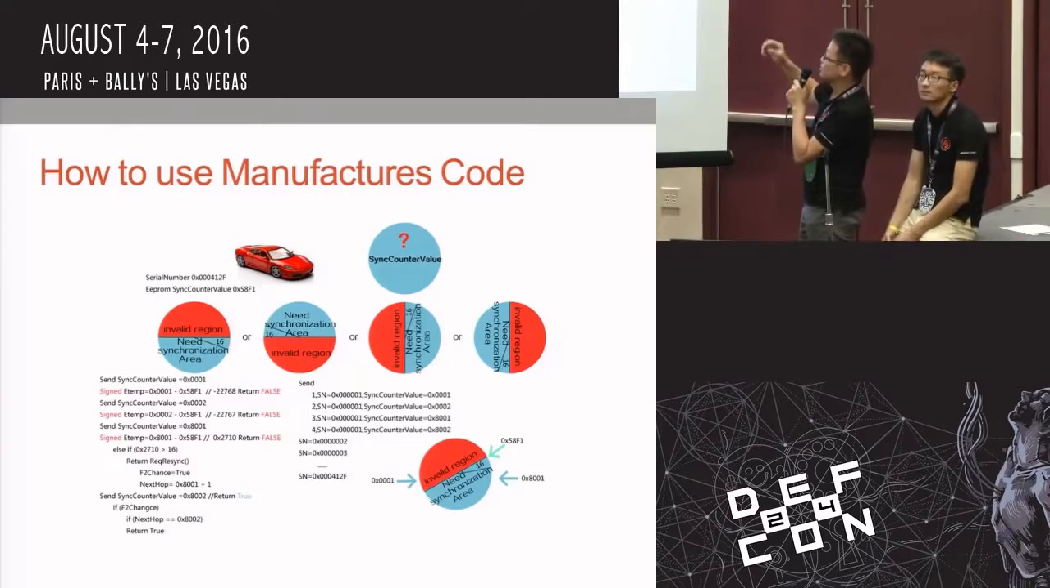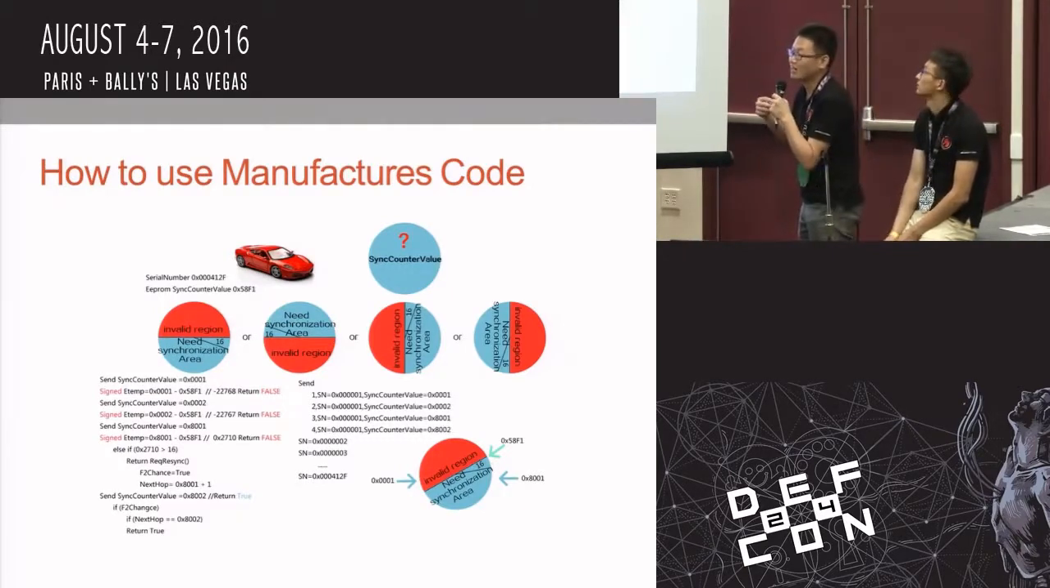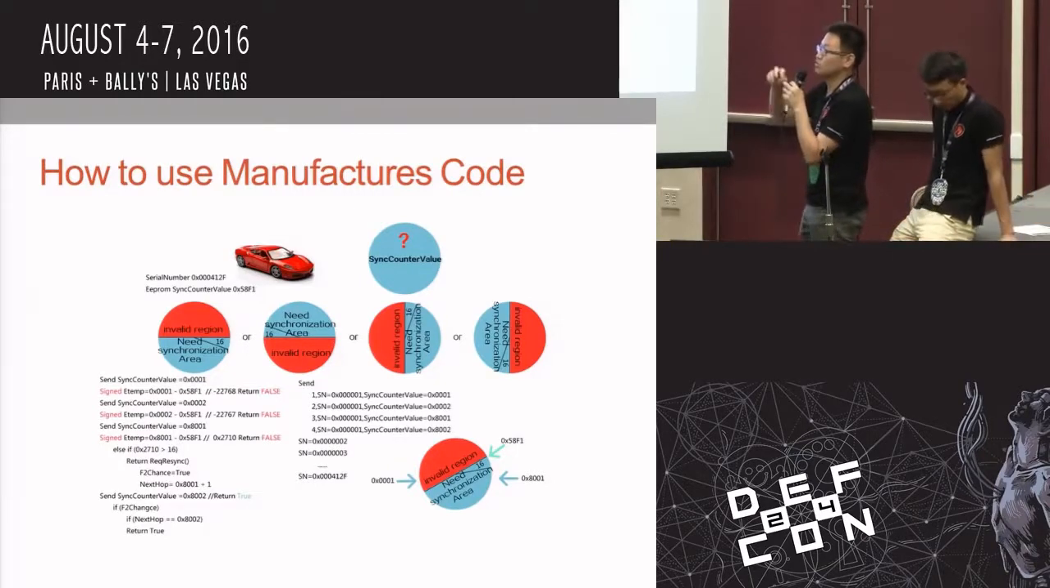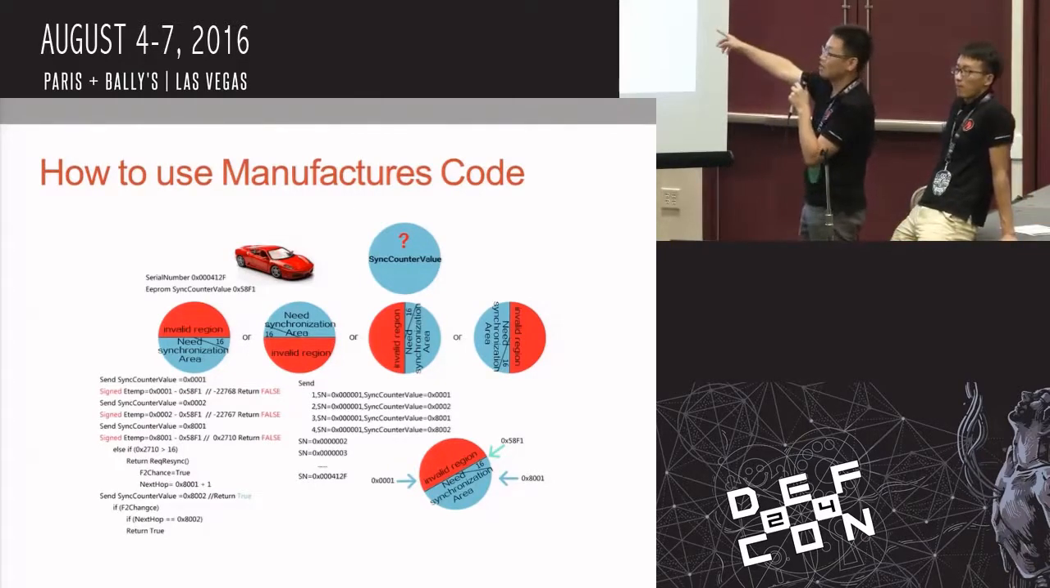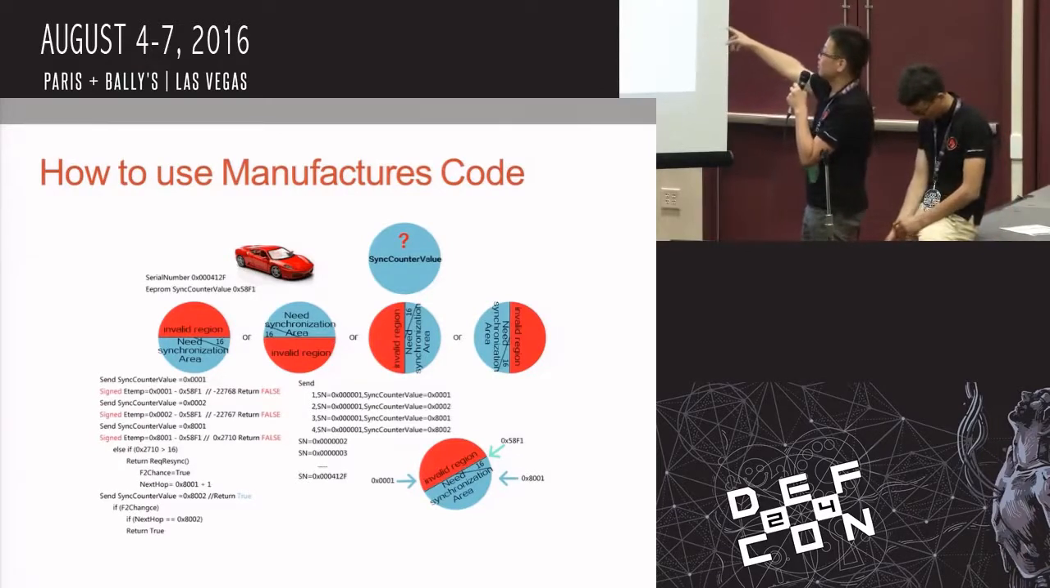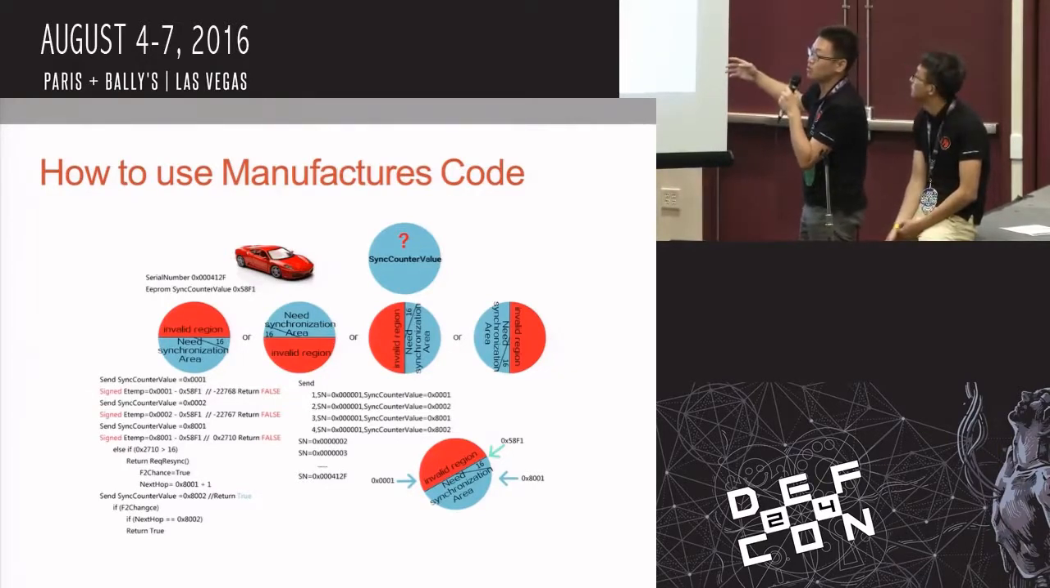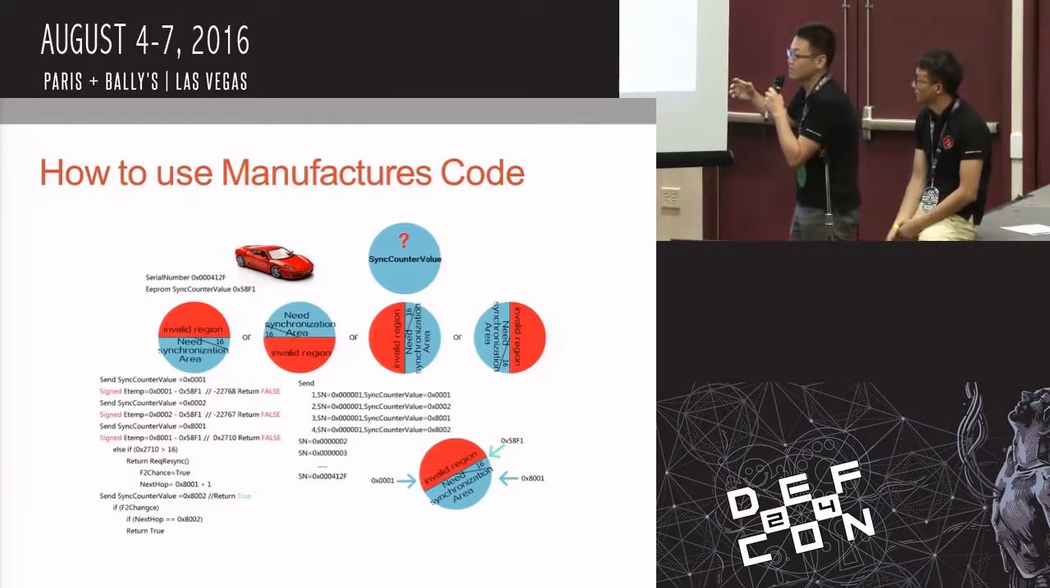But the serial number is very long, so we could not try it all one by one. We must wait a long time. So we have another method to reduce the time. If we know the car, what kind of car this is, and what time the car was produced, we know the range of the serial number. So that's how we reduce the time. You understand?